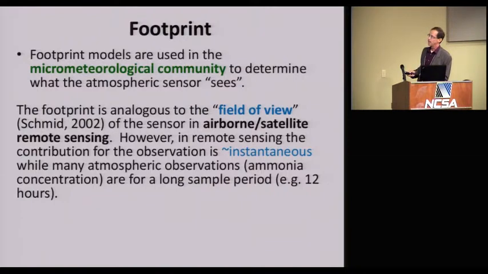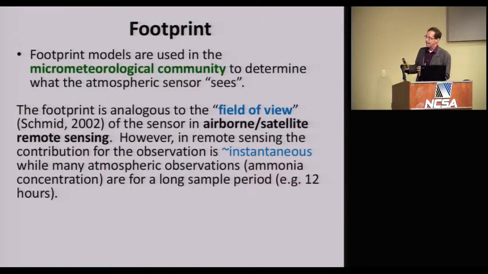A little bit about footprint, so you know what it is. Footprint models are used in the micrometeorological community to determine what the atmospheric sensor sees. They use that terminology. What does it see? The sensor that they're collecting other information from. And the best analogy of that is the field of view in airborne or satellite remote sensing. Okay, we have a camera or sensor system that's pointed usually at the surface of the Earth, and we're looking at what that sensor sees.